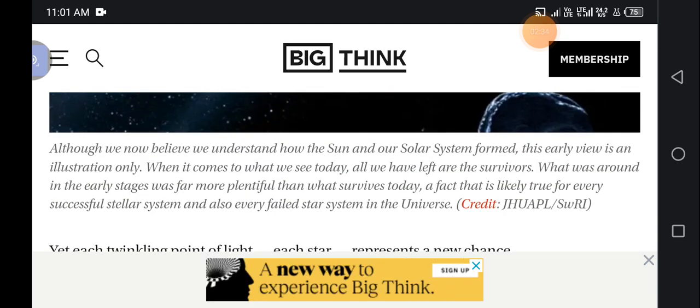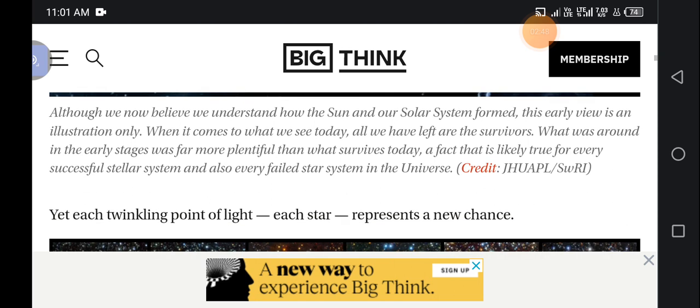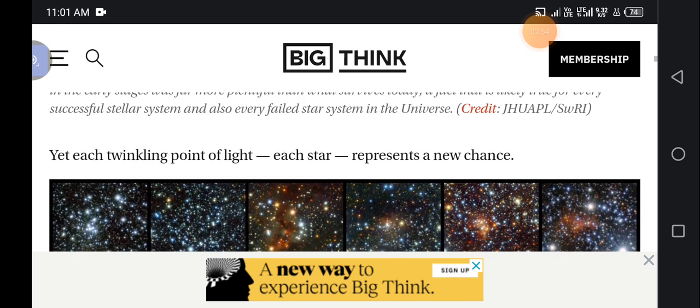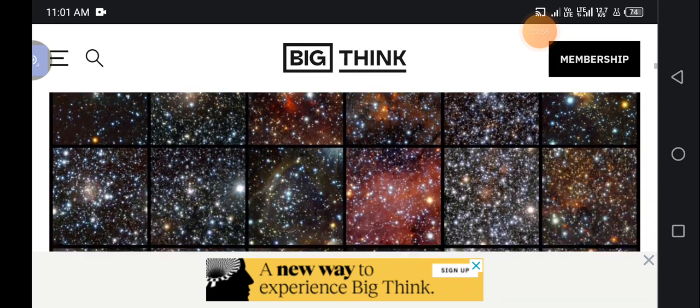Although we now believe we understand how the sun and our solar system formed, this early view is only an illustration when it comes to what we see today. All we have left are the survivors. What was around in the early stages was far more plentiful than what survived today, a fact that is likely true for every successful stellar system and also failed stars in the universe.